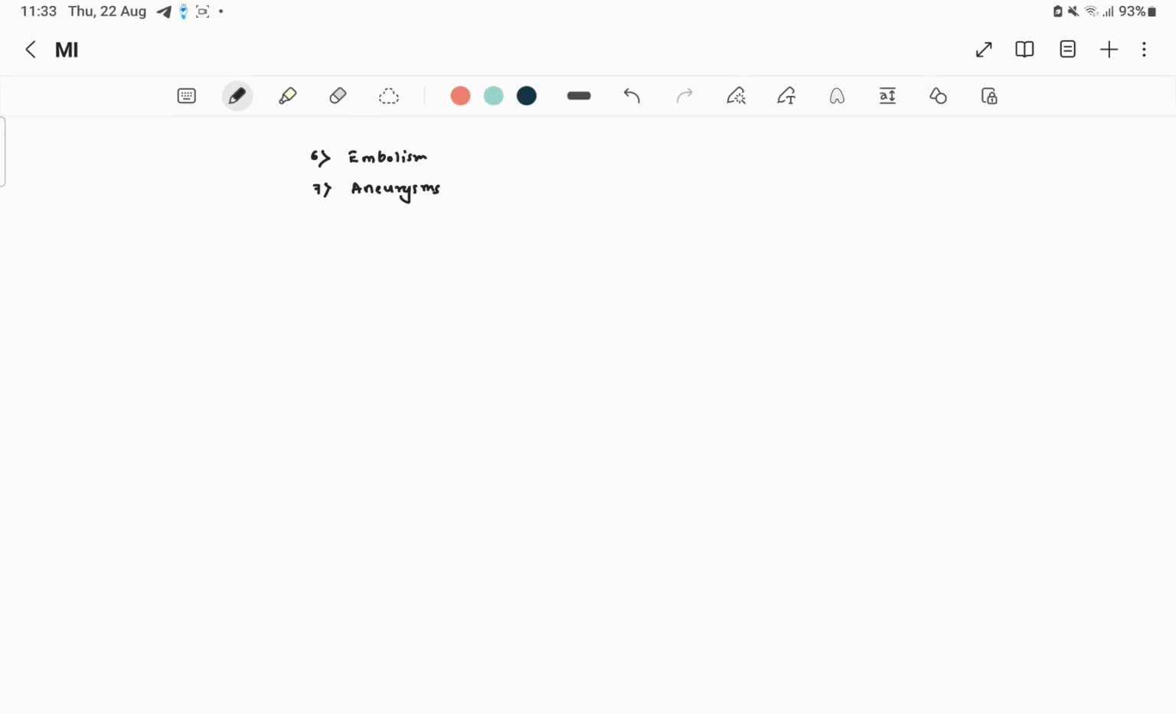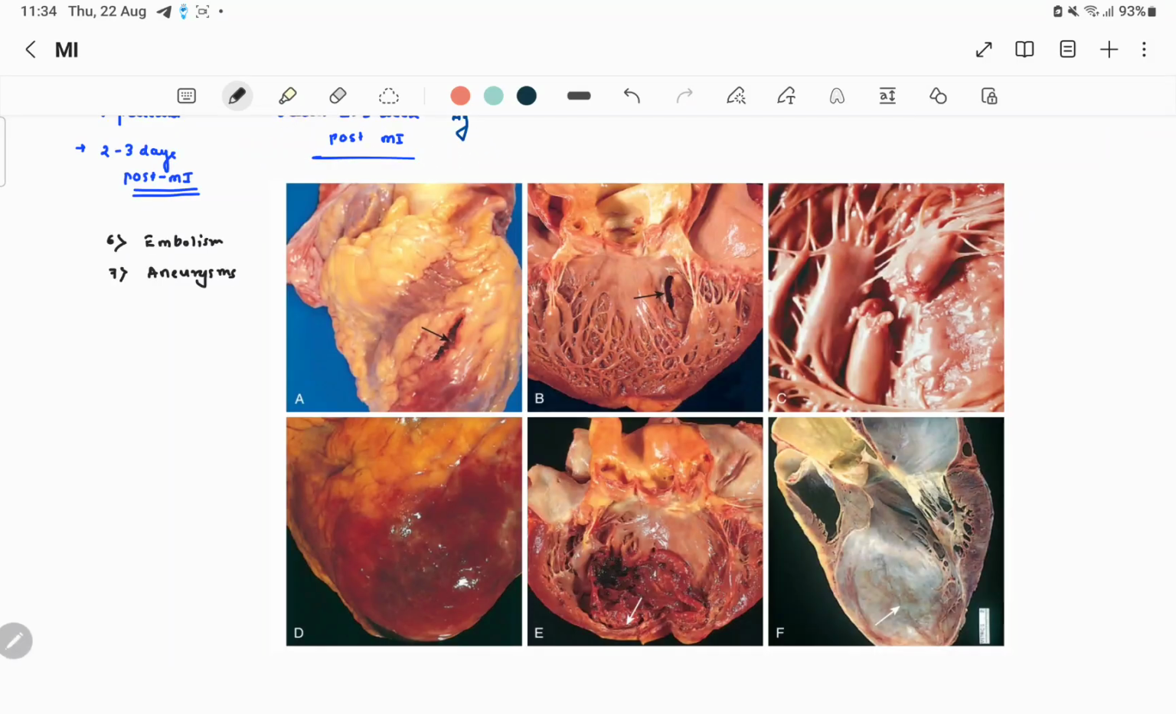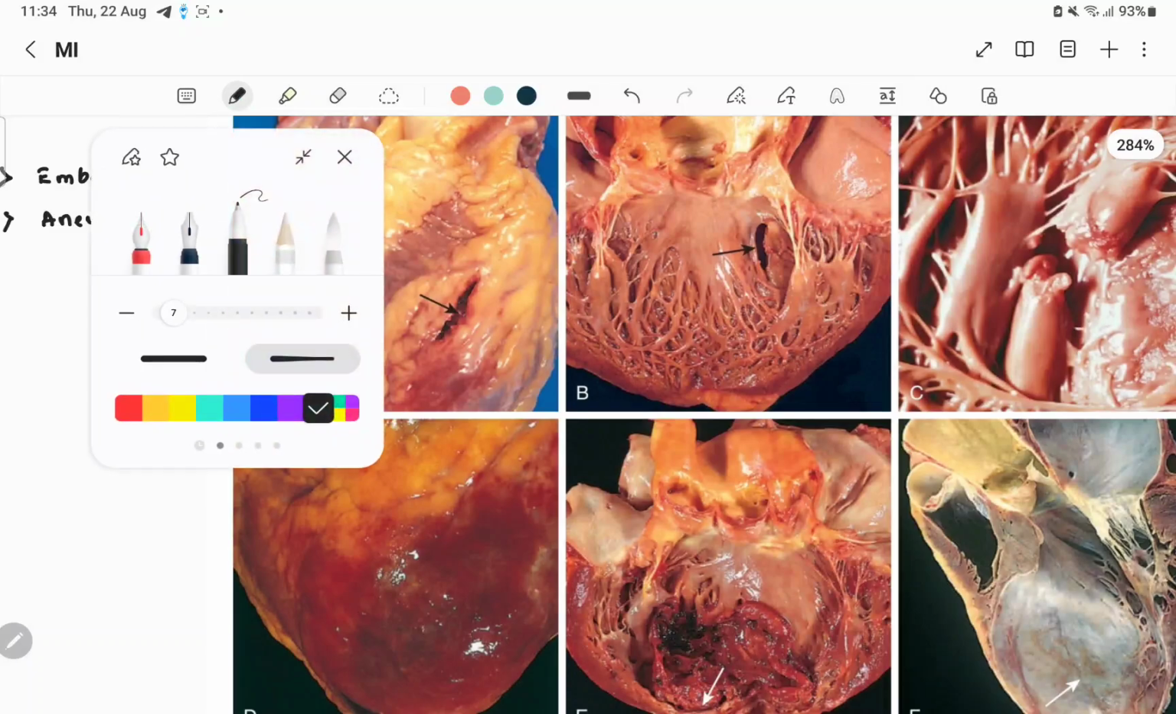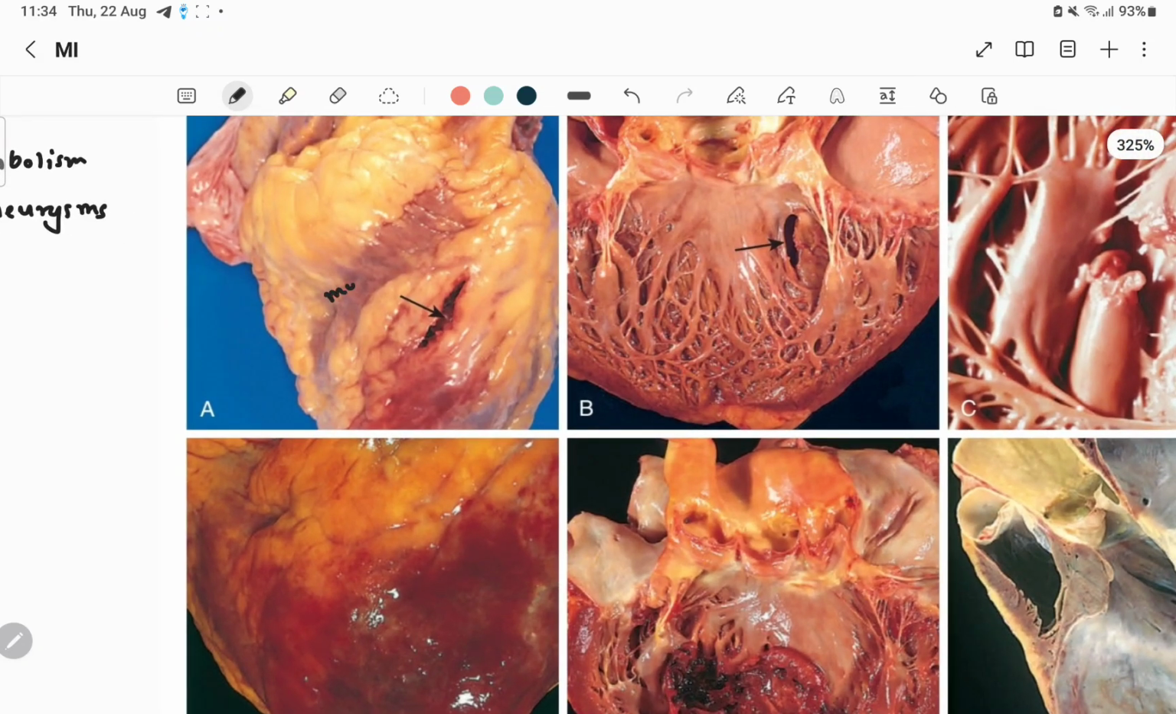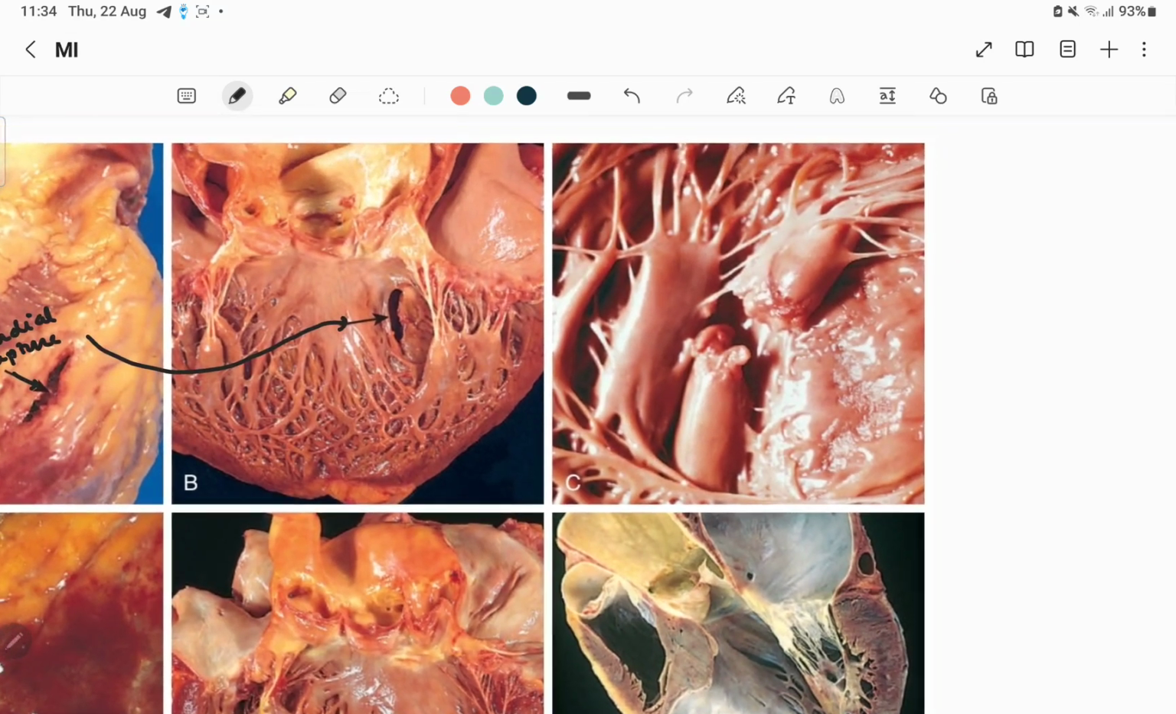Now let's look at a picture from your Robbins textbook. We'll discuss the picture now. Okay, look at the pictures. This one first. This one is a picture which is showing myocardial rupture, which is also a complication of MI, right? And this one also is a myocardial rupture.